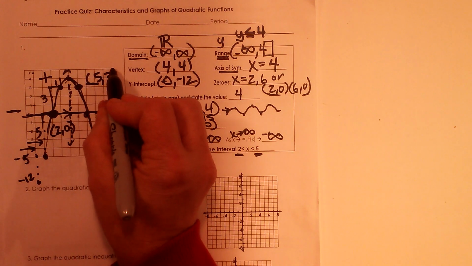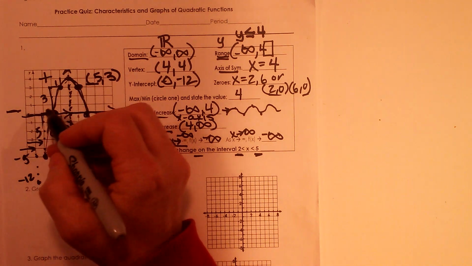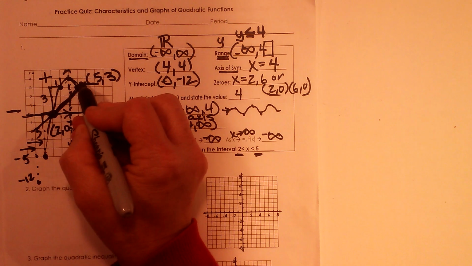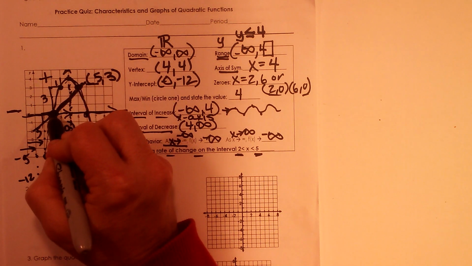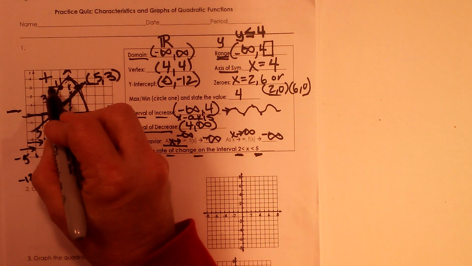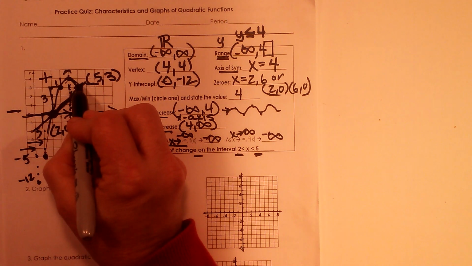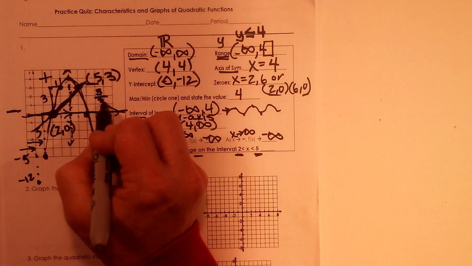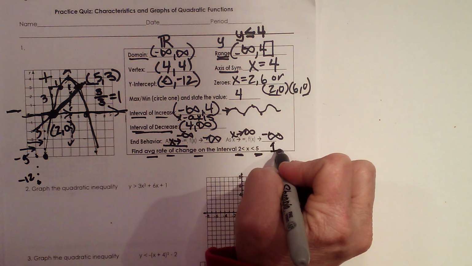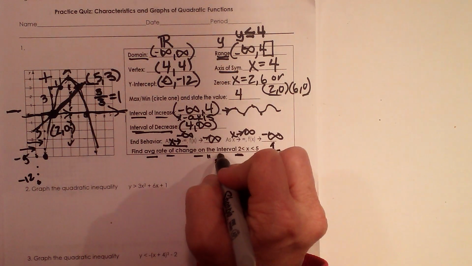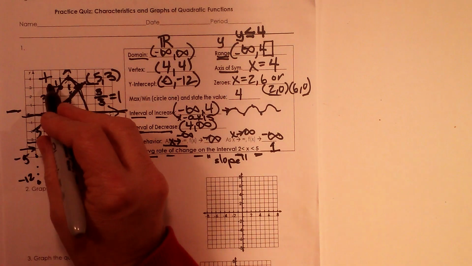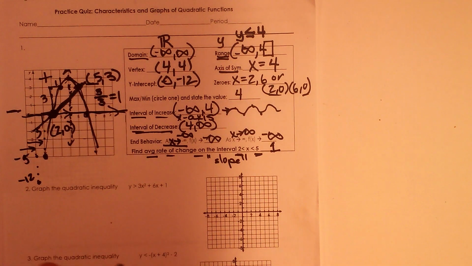This point is at (5, 3). Now, the rate of change is really just my slope if I connect those two points. So if I connect the two points, what's the slope of this line I just drew? I'm going up 1, 2, 3 over 1, 2, 3. So that's 3 over 3, or a positive 1. So that is my rate of change, or my slope, how much the graph is changing in my rise and my run direction on that interval.